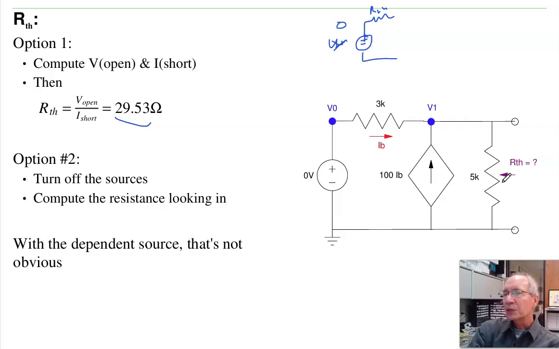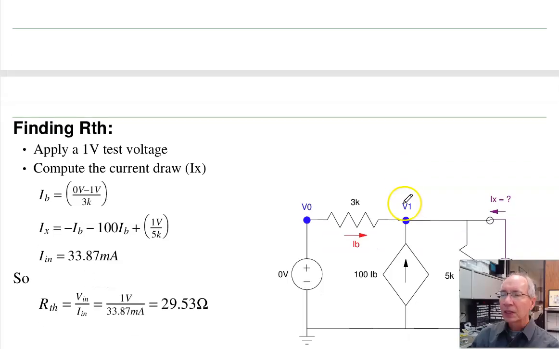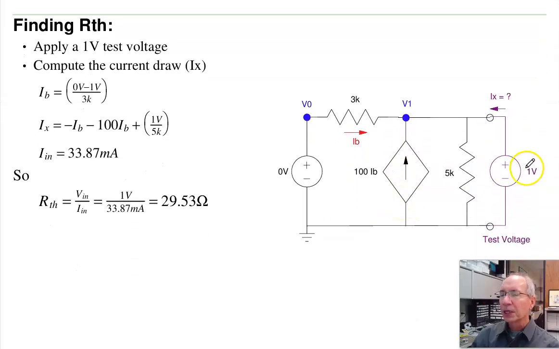Now last lecture that was pretty easy to do. That's just a bunch of resistors in series and parallel. Now it's harder. I've got that dependent source that kind of messes things up, and I don't really know what to do. If you don't know what to do, add a test voltage. This is actually how ohm meters work. I'll add a test voltage, like a 1-volt source, and calculate how much current it draws. Then the Thevenin impedance is just voltage over current.